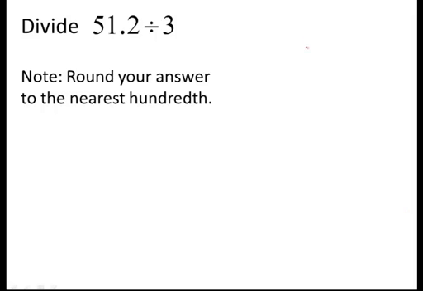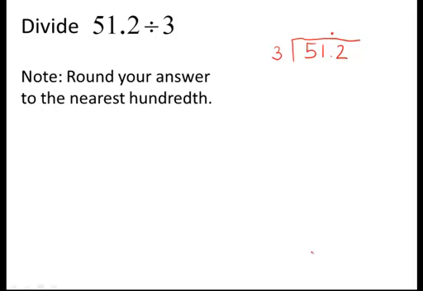$51.2 divided by 3. Because the divisor 3 is a whole number, we do not need to worry about the placement of the decimal point. Simply bring the decimal point from the dividend, 51.2, above.